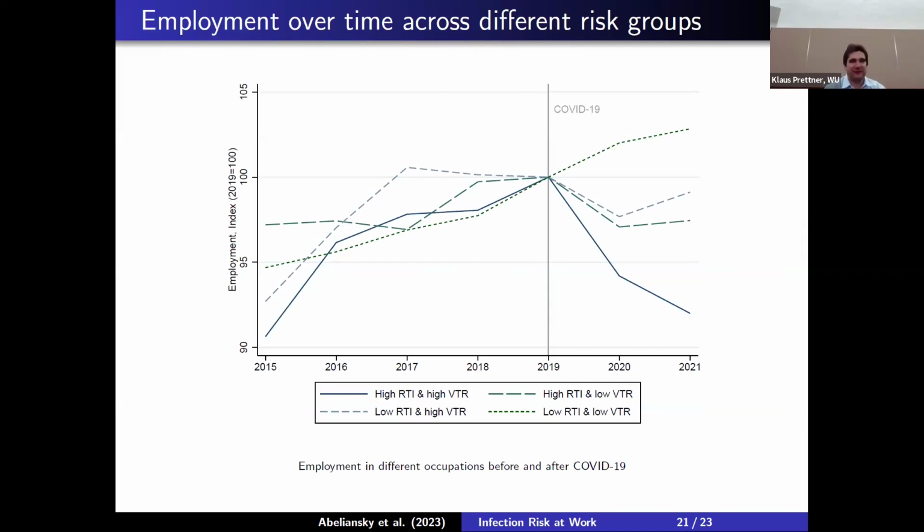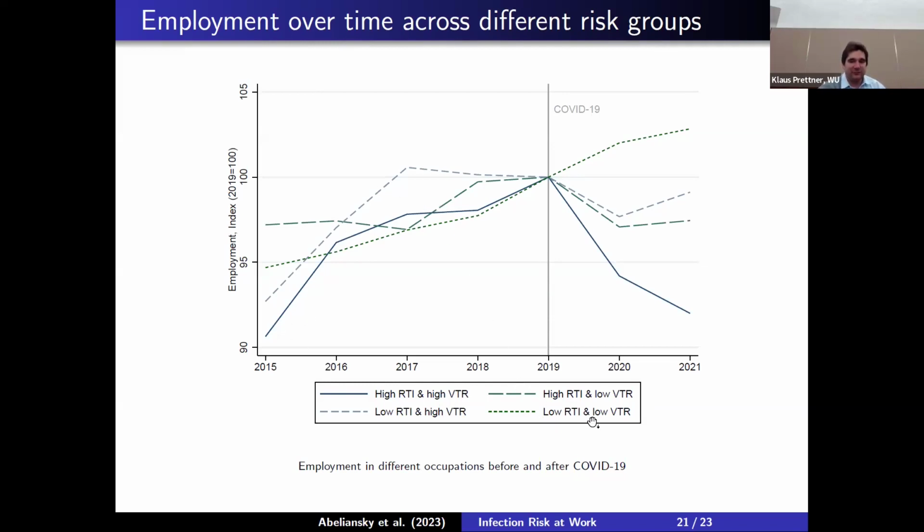And just to illustrate, I find this illustration quite intuitive, so therefore I put it here. Actually, it's just descriptive evidence, but I presented it afterwards because I think it's a nice illustration. And I was really surprised by the strength of the effect when I saw it first. So what we have here is employment from 2015 to 2021, and we just group the total employment into 4 different groups. Those types of employment that have a high viral transmission risk, so a high infection risk at the workplace, and a high risk of automation, that's the solid line here.